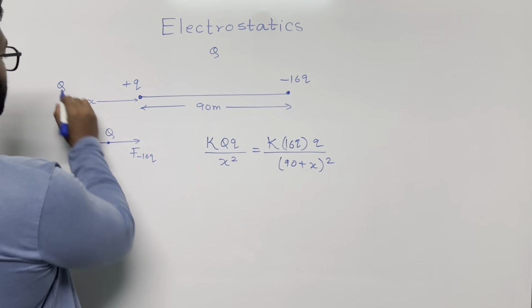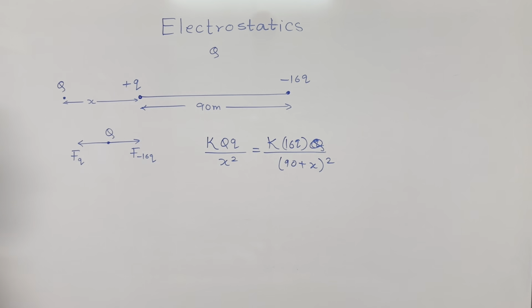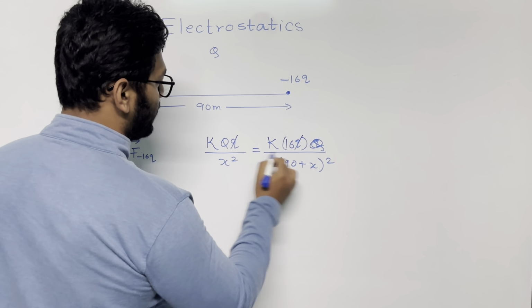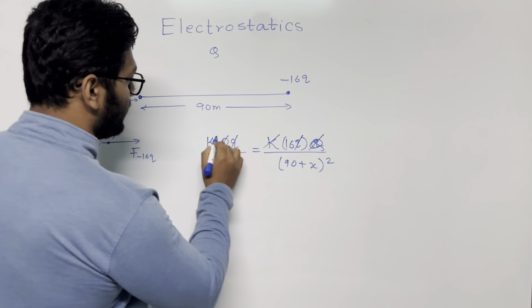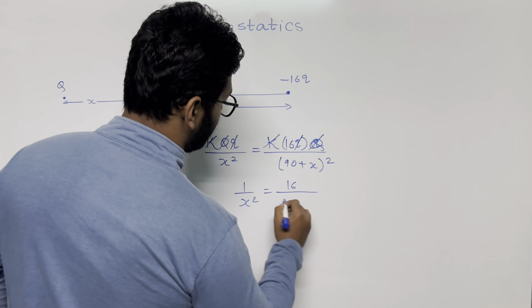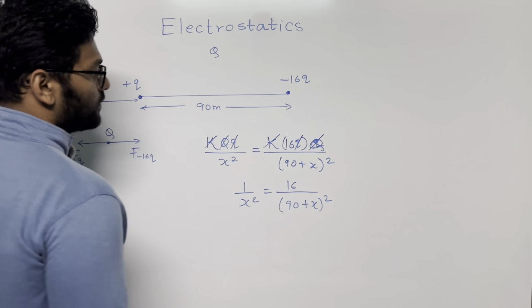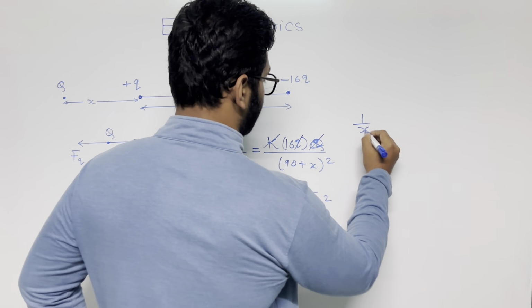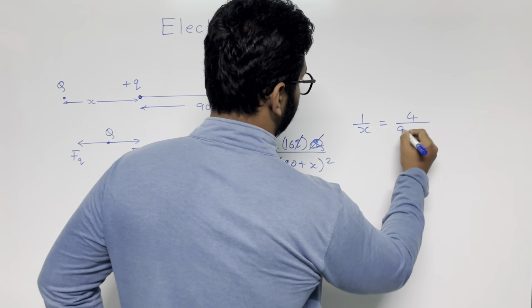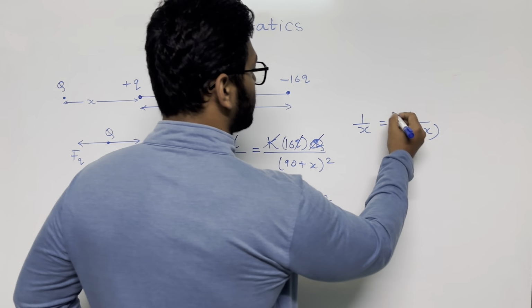I am finding out the force on capital Q, right? Sorry, I am finding out the force on capital Q. So now q and Q will get cancelled, K gets cancelled. So 1 upon x square is equal to 16 upon 90 plus x whole square. If I take the square root, I will get 1 upon x is equal to 4 upon 90 plus x, with a plus or minus sign.